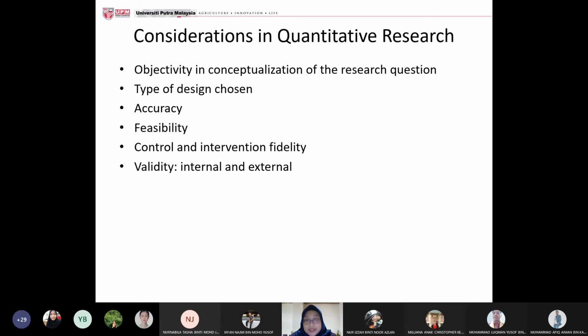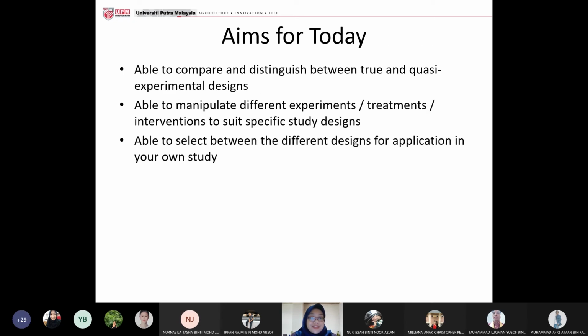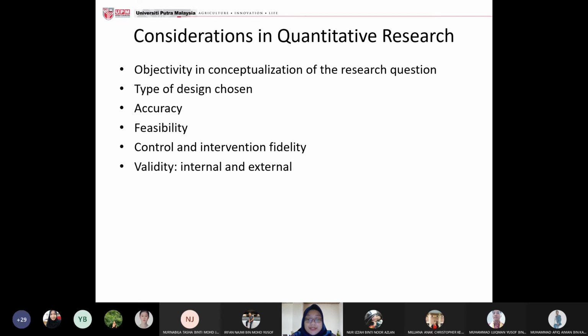And this one is also considerations while doing quantitative research. Okay, so you have to remember to be objective when you conceptualize the research question. This applies also when doing a qualitative study as well, because you, as a researcher, okay, you don't want to be biased even at the very beginning. So you have to be very objective.